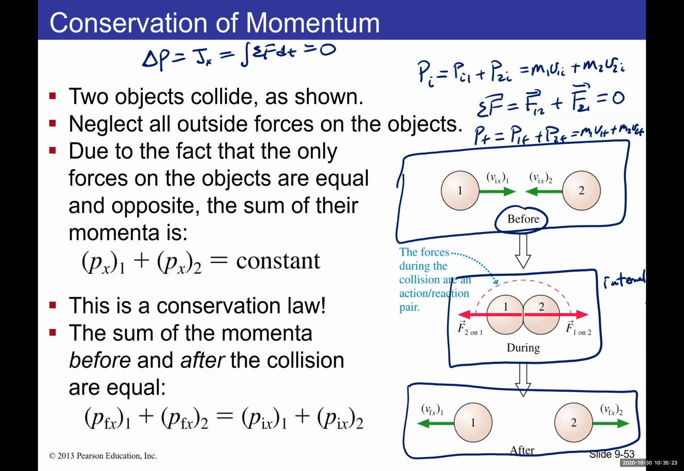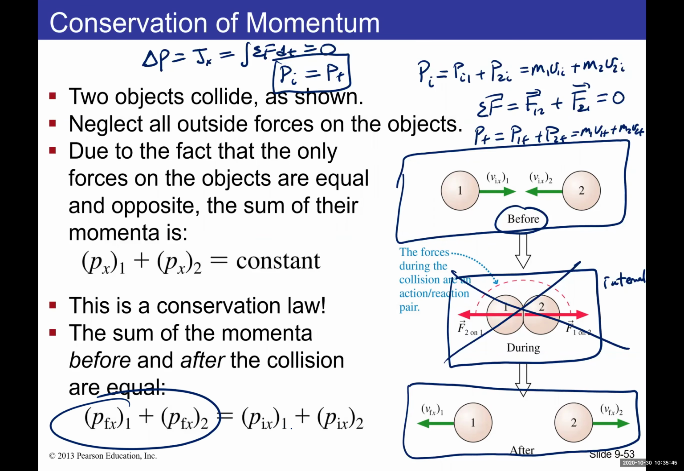Now, what does it mean in terms of delta P? Well, if delta P equals 0, it means P initial and P final are the same, which means the momentum of the system before collision and after collision is the same. I can completely ignore what happens during the collision and just concentrate on before and after. So the momentum of the system after collision equals the momentum of the system before collision.